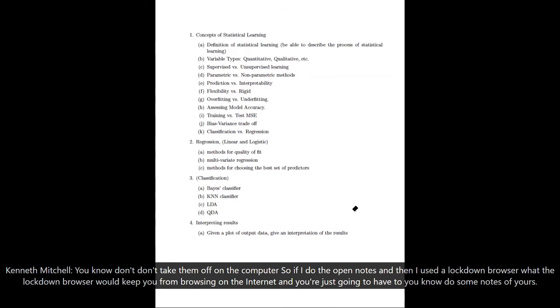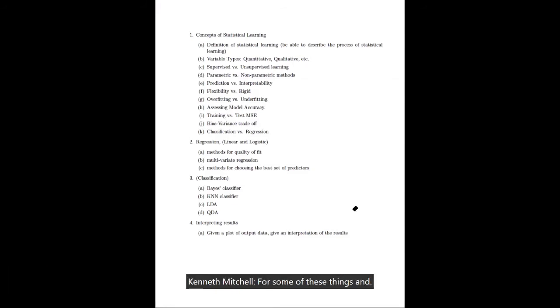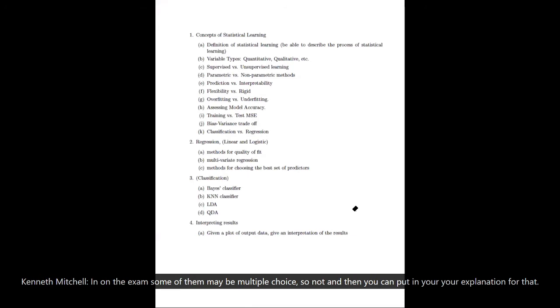So if I do the open notes and then I use the lockdown browser, the lockdown browser would keep you from browsing on the internet, and you're just going to have to use some notes of yours for some of these things. And so what would happen is you just enter the answers in on the exam. Some of them may be multiple choice, some of them are not, and then you can put in your explanation for that.